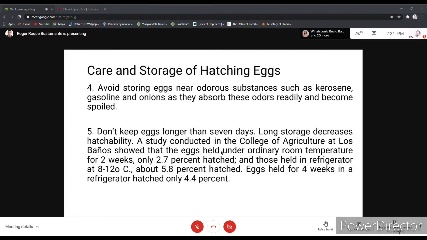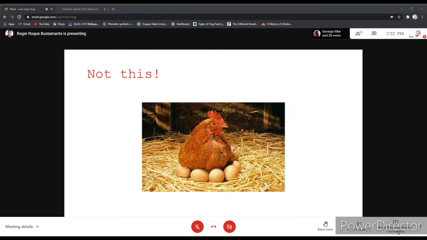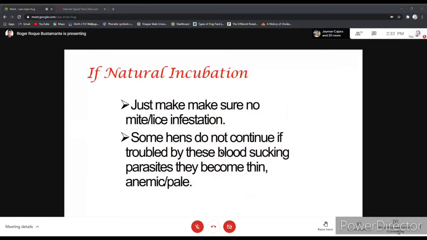So in a normal situation, when we do incubation, do not keep eggs longer than 7 days, if wala tayong mga specific treatments. No? So now, in natural incubation, again, 10 to 12 eggs under one hen, depending on the size, as the body temperature is Celsius. So not this katong ingon nga bantam ang imong nanay or ang inahin na dagko kayo ng eggs. So just make sure no mites or lice infestation.